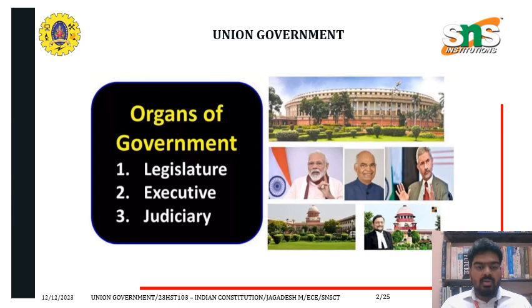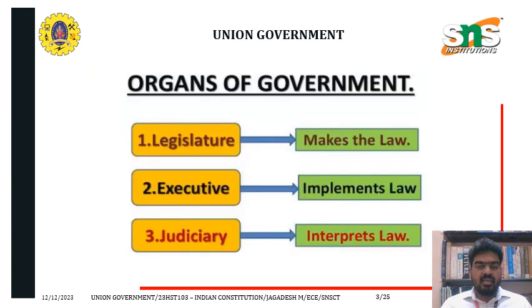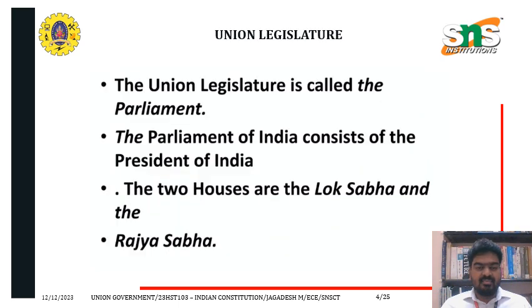The Union government has three organs: legislature, executive, and judiciary. So, organs of the government. What is legislature? Legislature makes the law, the executive implements the law, and the judiciary interprets the law. So, the union legislature. The union legislature is called the parliament.